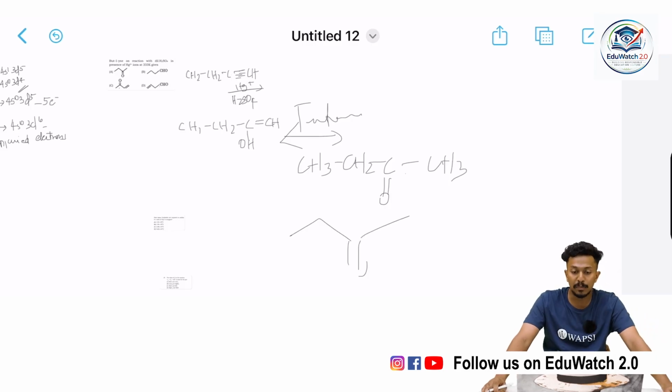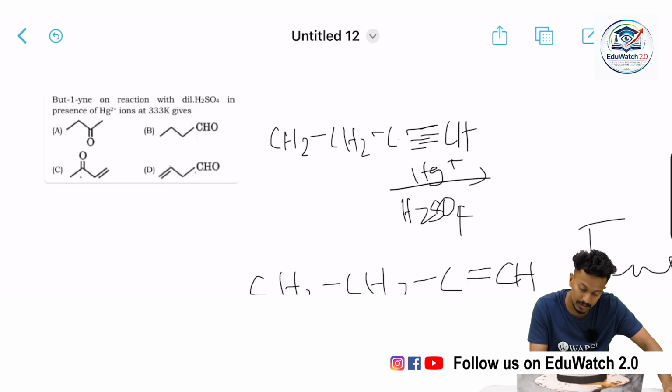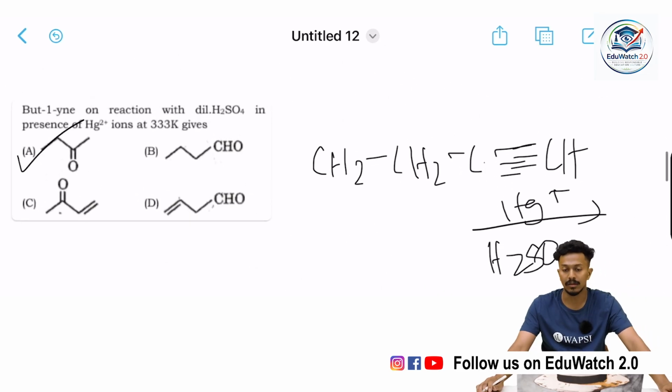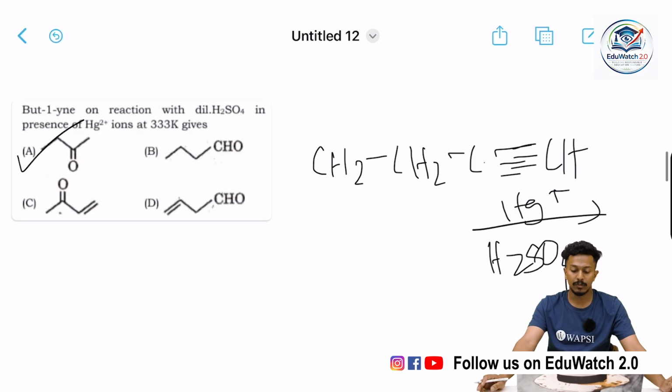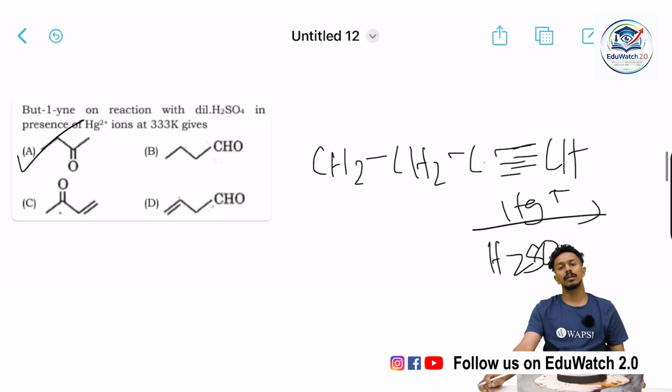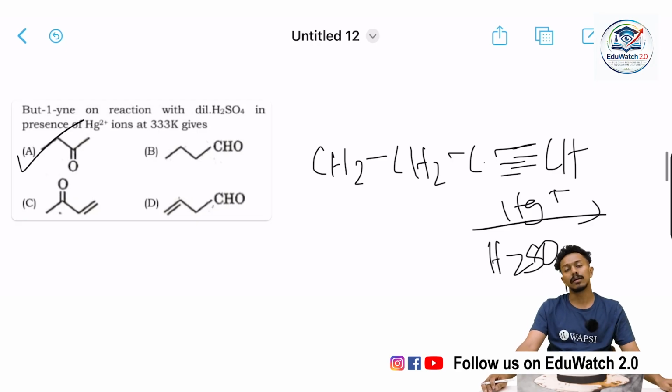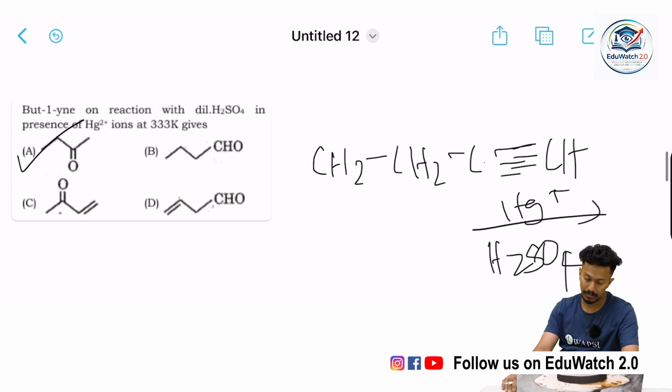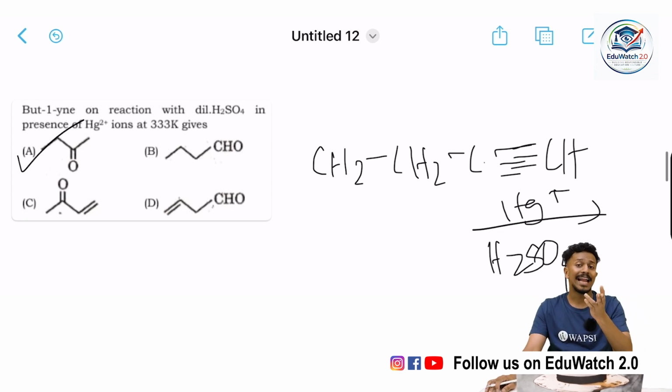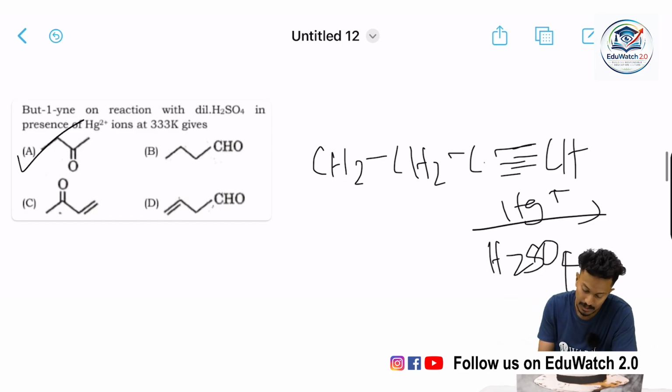The correct option would be option A. Am I right for this question? Yes, option A is the correct answer. We'll move on to our next question. It was such an easy one. It is a hydration of a triple bond in the presence of mercury sulfate and water. Actually, it's an acidic hydrolysis to get an alcohol, which then tautomerizes to form a ketone. Yes, we have studied that in the aldehydes, ketones, and carboxylic acids chapter. Let's leave it at that.